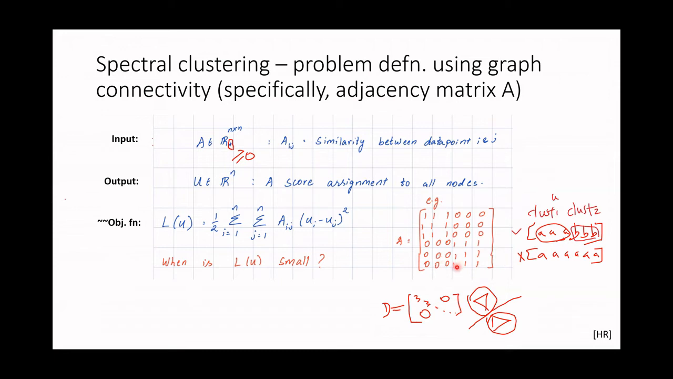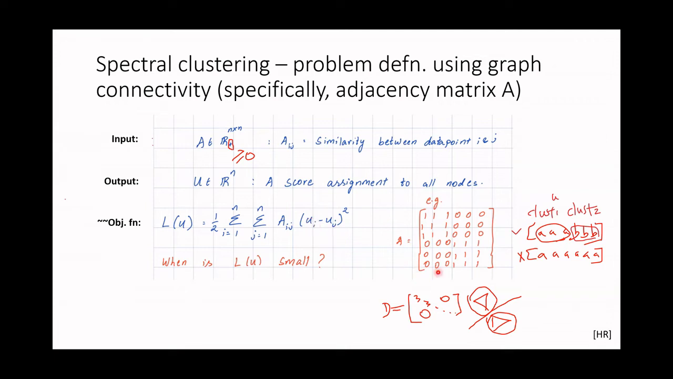And basically, you can think about how to minimize this. One trivial solution is that you make all the u_i's and u_j's 0, the score assignment to all the nodes. Then 0 minus 0 is 0, and this whole thing becomes 0. A_ij is a non-negative matrix, and (u_i minus u_j) whole squared is also non-negative, so L of u is non-negative. It is 0 or above 0. So 0 is the lowest possible, and that is a trivial solution. Let's go beyond that. Let's say that I don't allow trivial solutions such as all-0 vectors.